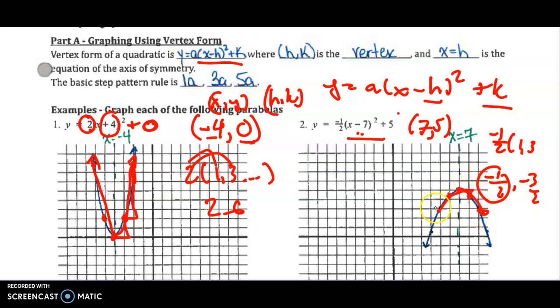You don't need the 5th point. Just connect. You have 1, 2, 3. You don't need that 3rd step, the 1, 3, 5, because once you have 1, 2, 3, you have 4, 5. You have 5 points. You don't need the 7 points. Okay, so connect the dots, and you have that parabola that looks like that.